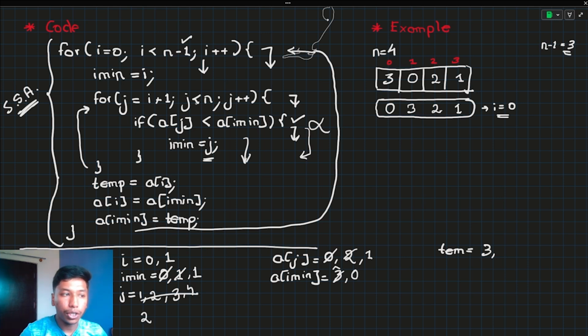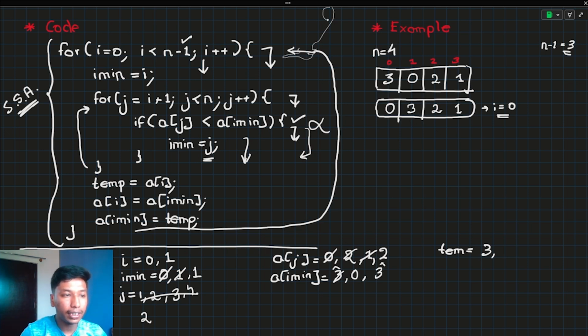Next, is 2 lesser than 4? The value is true. Again we'll enter the inner for loop. We'll check a of j. Now what is a of j? A of j is 2. Is 2 lesser than a of I min? What is a of I min? I min value is 1. A of 1 is 3. Is 2 lesser than 3?